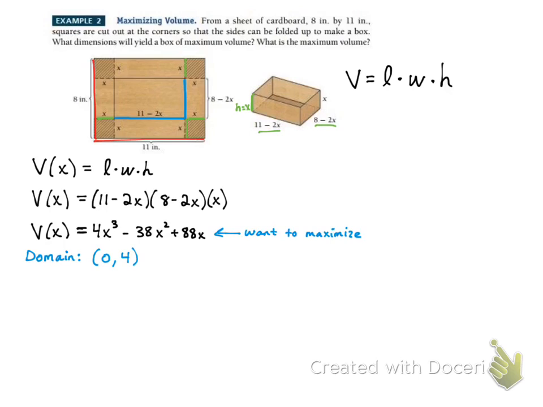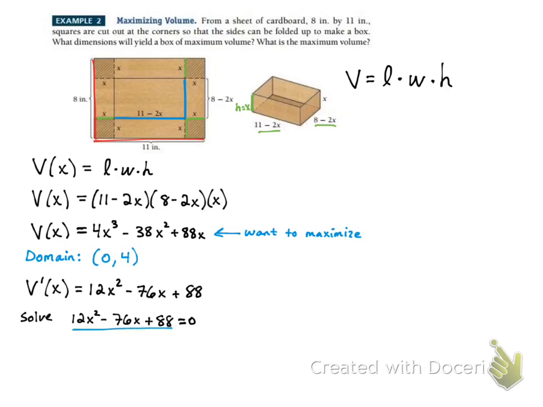Okay, so now we proceed to find possible points where we can have maximum or minimum value. So let's find our critical values. To do that, we got to take the derivative of the volume function. And so we get the derivative is equal to this. To find the critical values, we take that derivative and set it equal to 0 and solve for x.